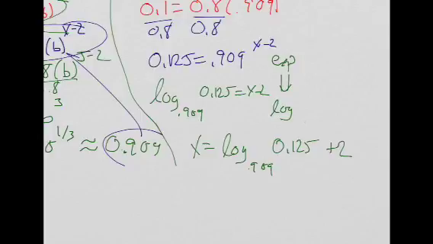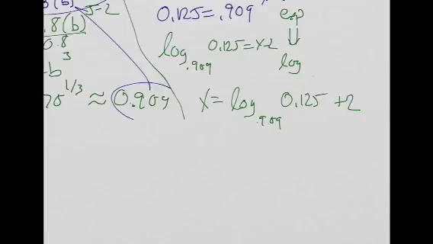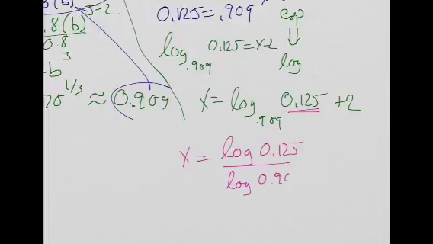So back again to our change of base formula. Our friend, really. X is going to be, by the change of base formula, the log of the input, 0.125, divided by the log of the base, 0.909. And then I'm going to add 2 to that, and I'm going to get x is approximately 23.79. So I'm going to say the 24th bounce.